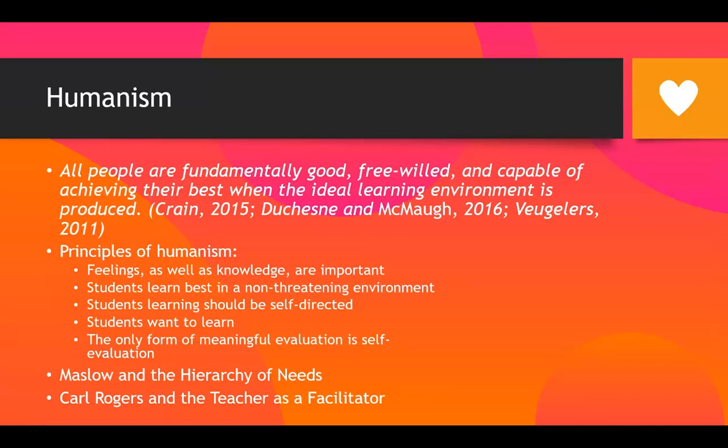Humanism came about in the swinging 60s and believes that all people are fundamentally good, free-willed and capable of achieving their best when an ideal learning environment is produced. Some basic principles of humanistic education include feelings as well as knowledge are important in the learning process.